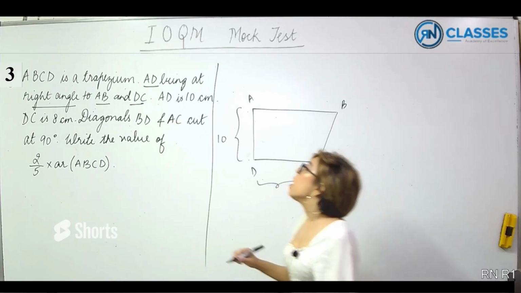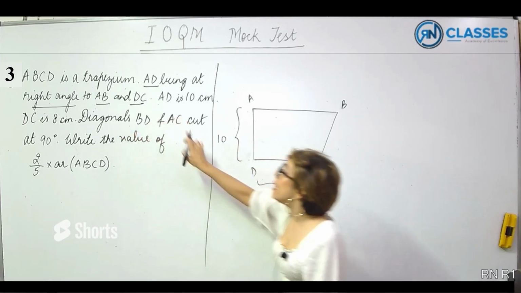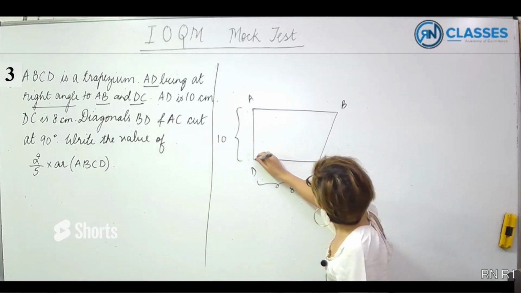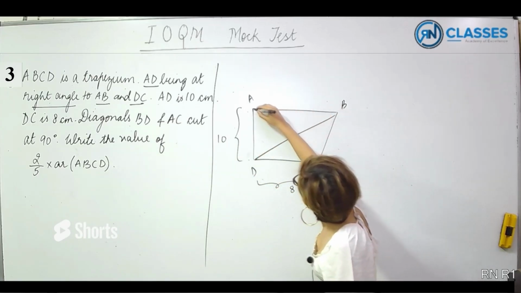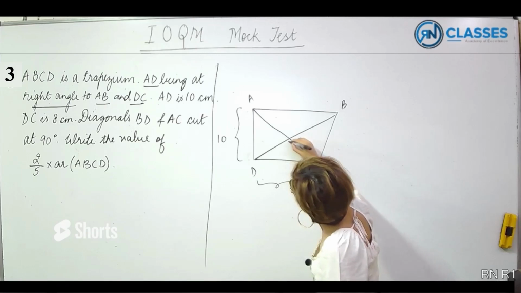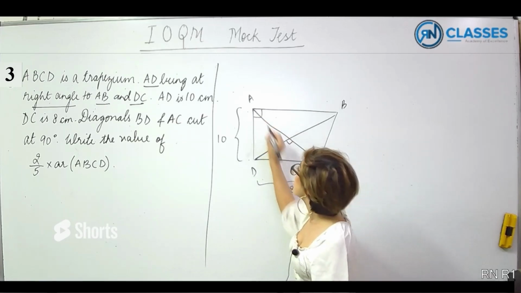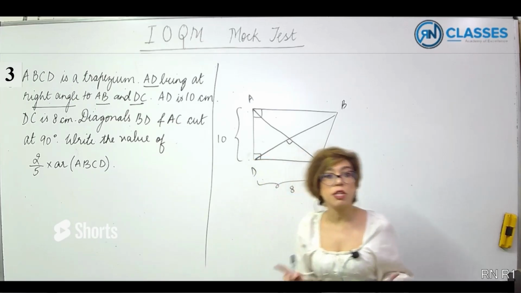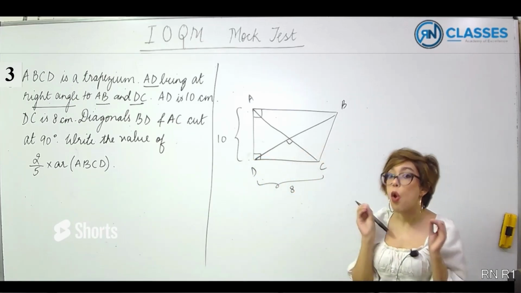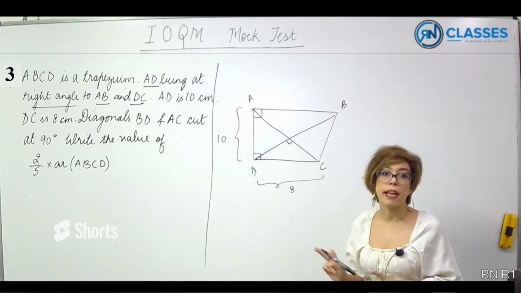Now he says diagonals BD and AC cut at 90 degrees. Alright, so diagonals cut at 90 degrees. So this angle is 90, and again I'll mark this 90, this 90. Since it's a geometry question, I would advise please write all of these things in your diagram.